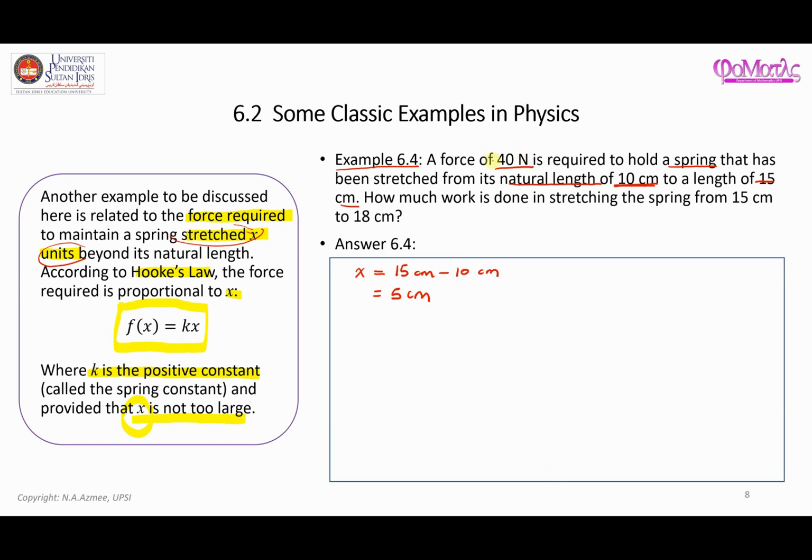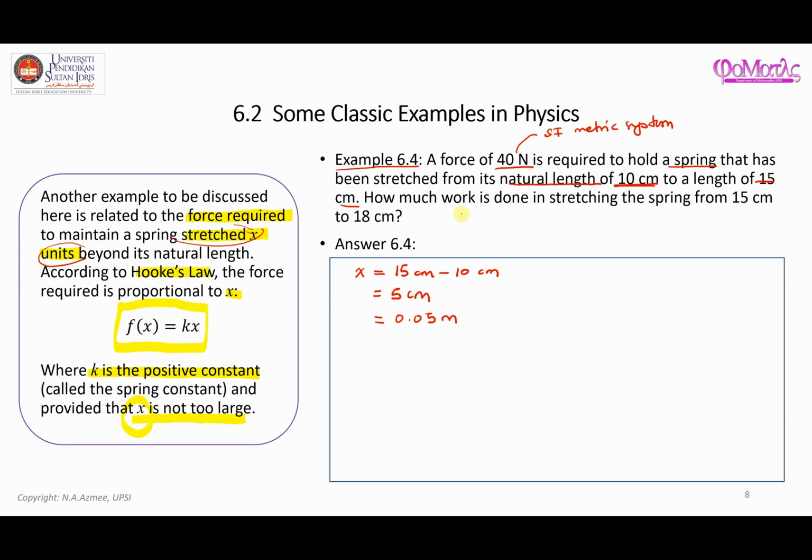Now notice that the force is given in Newton, so we are talking about the SI metric system here. Since force is in Newton, the unit has to be in meters. So here x is equal to 5 centimeters, but we have to work with meters, so we convert 5 centimeters into meters, and that will be equal to 0.05 meter. Next, how much work is done in stretching the spring from 15 centimeters to 18 centimeters?